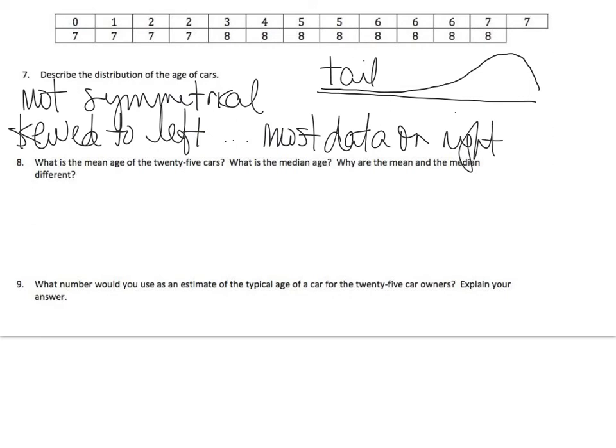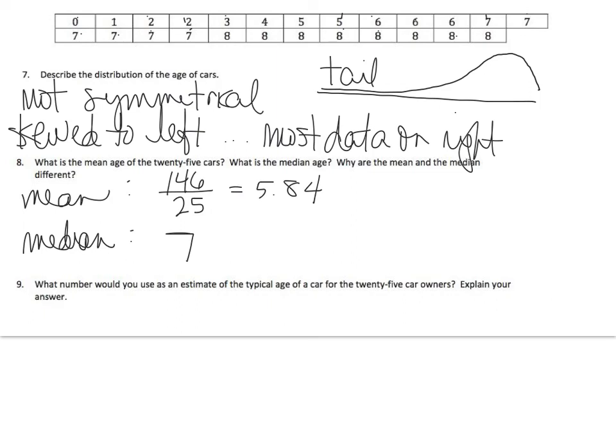What is the mean age of the 25 cars? And what is the median? Okay, hold on a sec. So my mean is 5.84. My median is 7. So my median is going to be more to the right, and my mean is more in the middle.